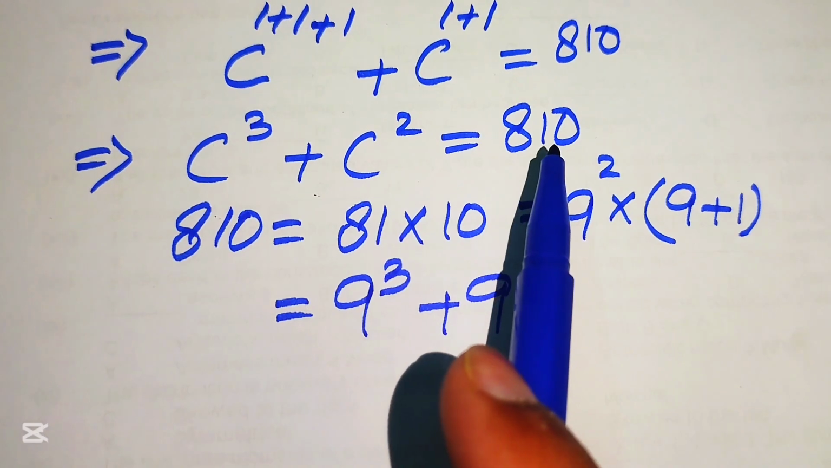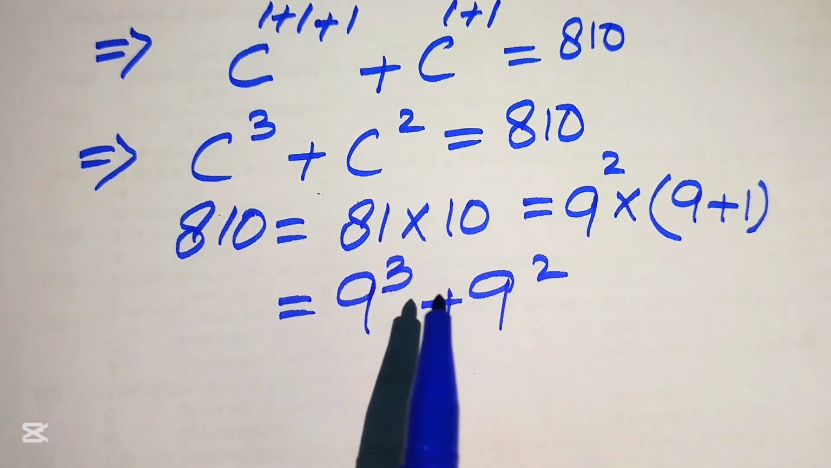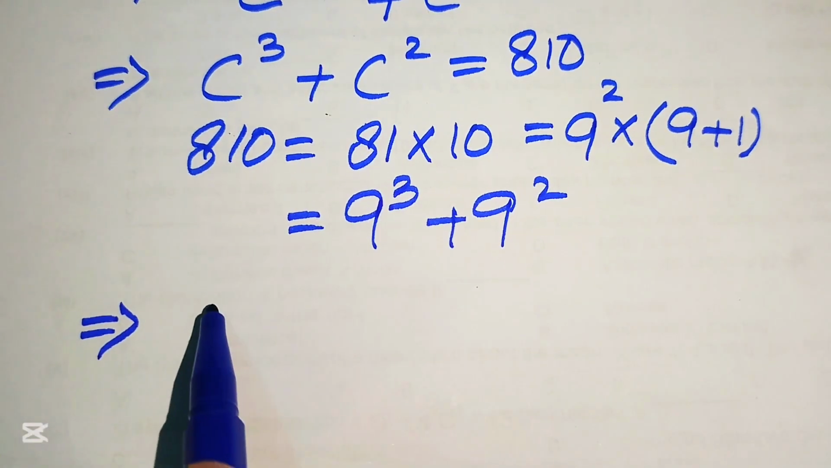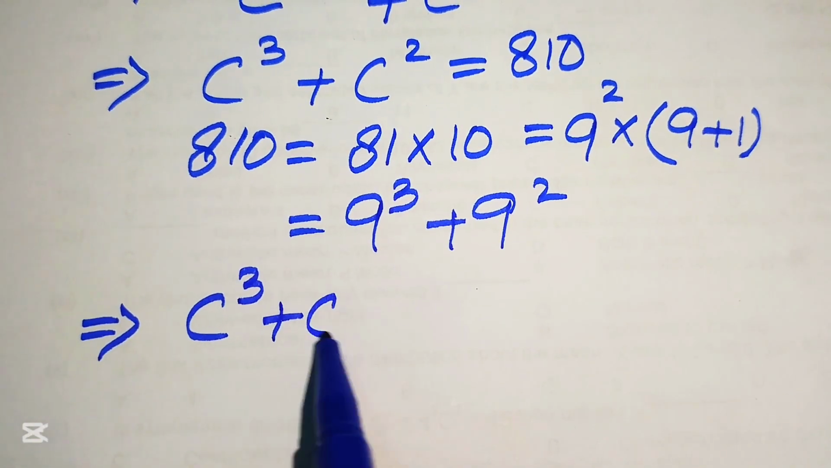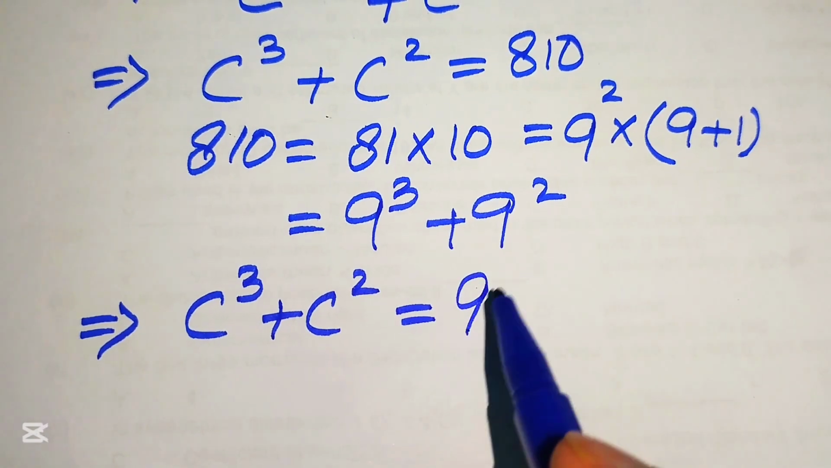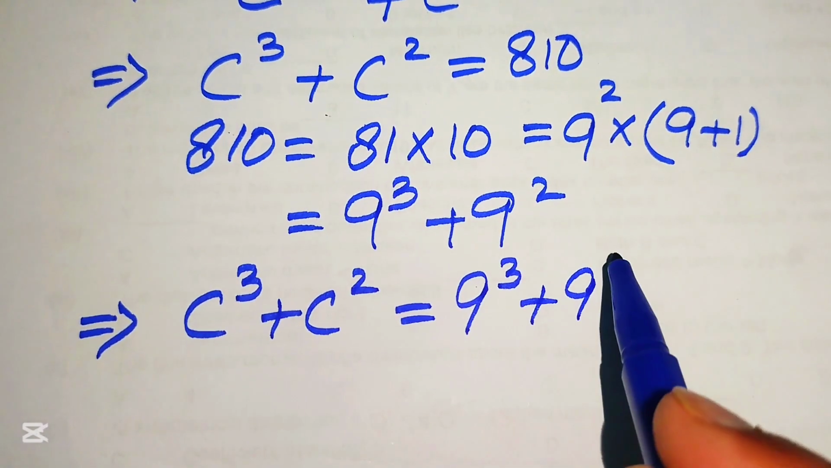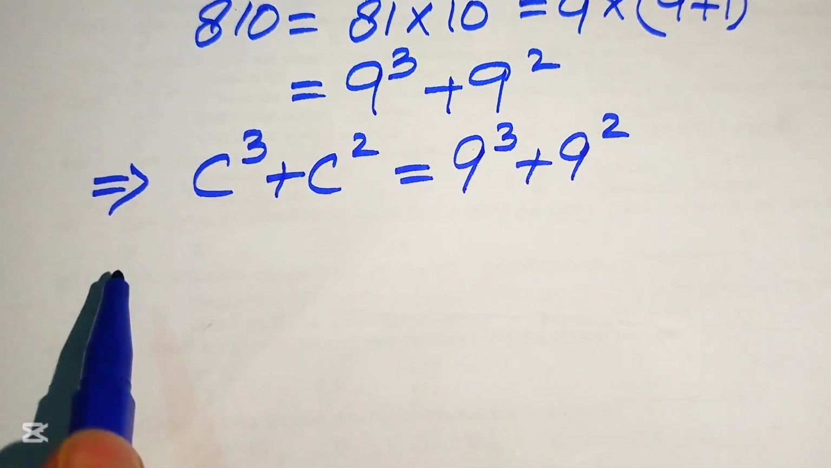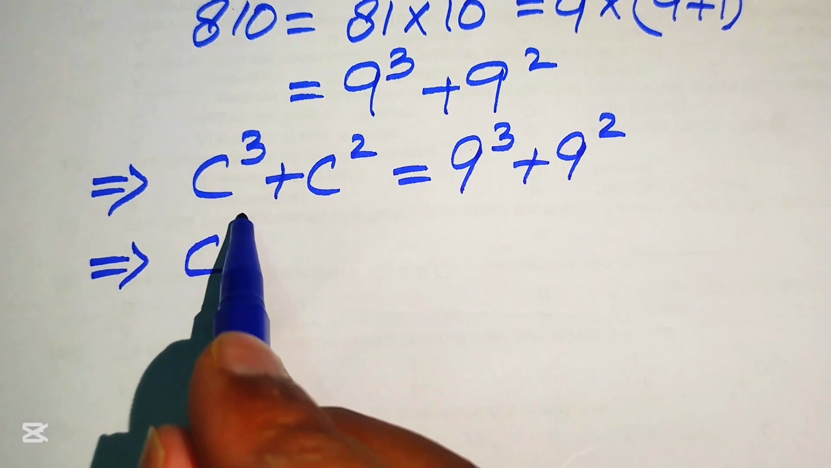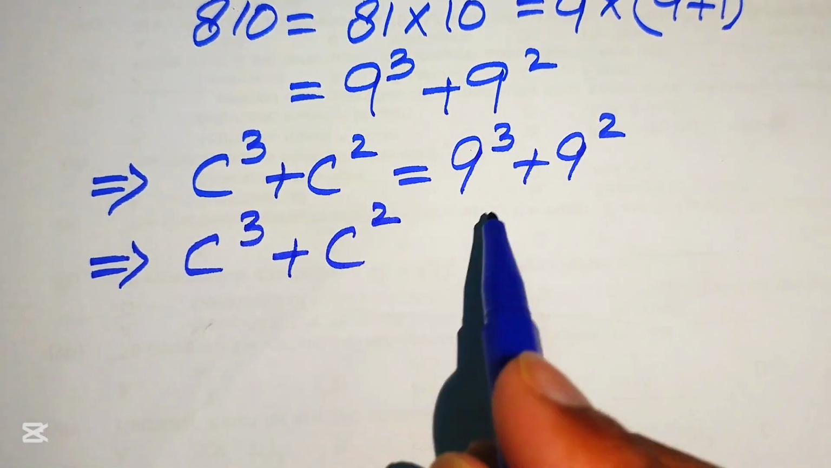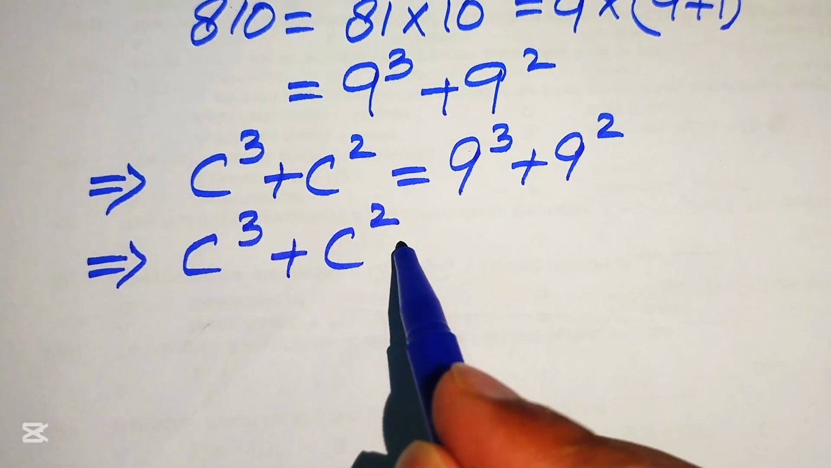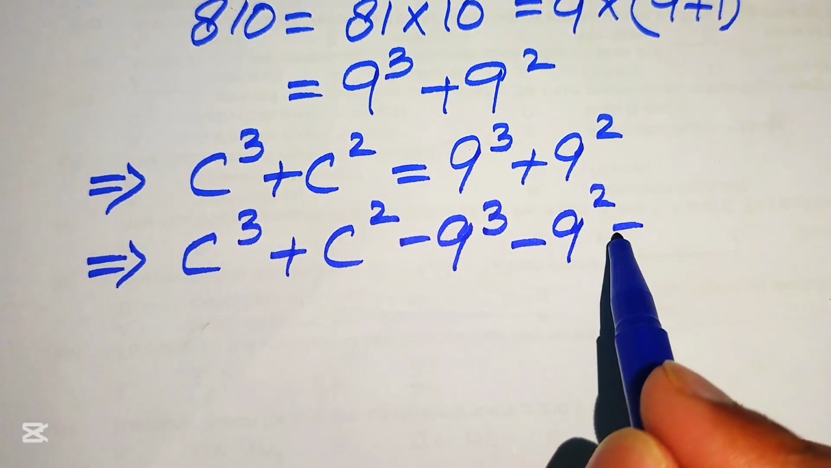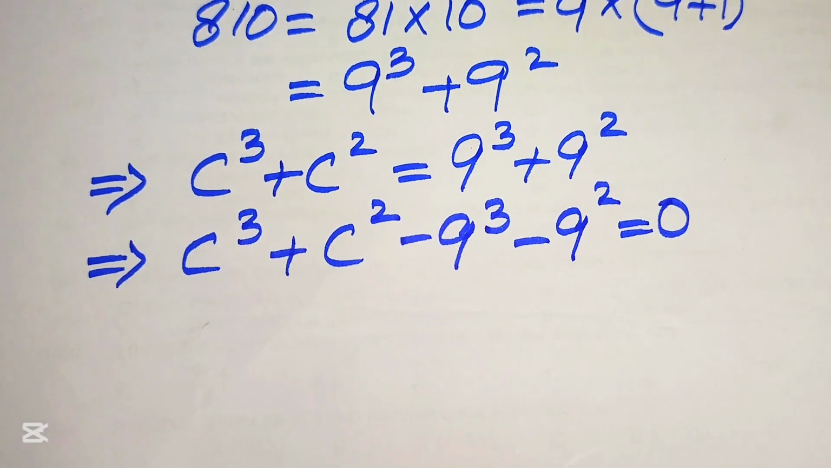So we will replace 810 with this value. After replacing, we write it as c cubed plus c squared equals 9 cubed plus 9 squared. Now in the next step we move these two values to the left-hand side, so it will be written as c cubed plus c squared, plus 9 cubed becomes minus 9 cubed, plus 9 squared becomes minus 9 squared, and this whole equation equals 0.